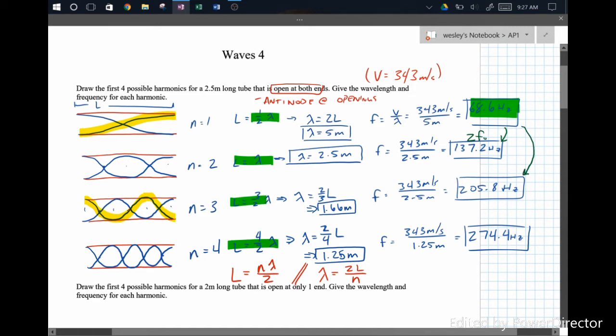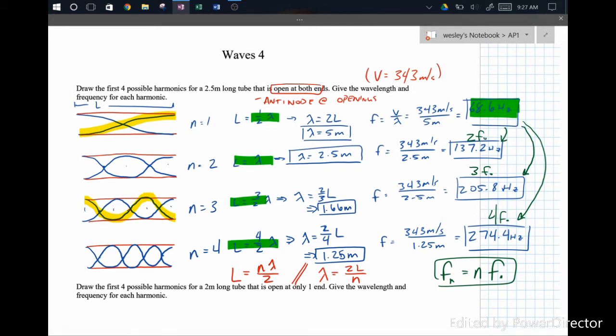Over here to the n equals 3, that's 3 times my fundamental frequency. And this is 4 times my fundamental frequency. So the frequency at a given harmonic, f sub n, is equal to the number of the harmonic times the fundamental frequency. You go to a different harmonic, you are that many multiples above the fundamental frequency.